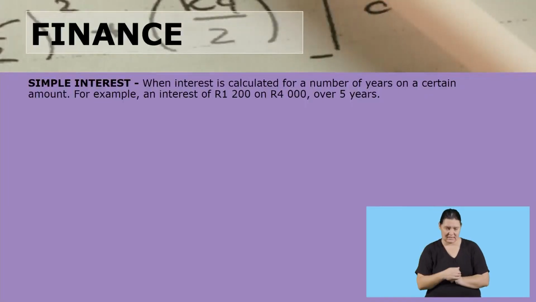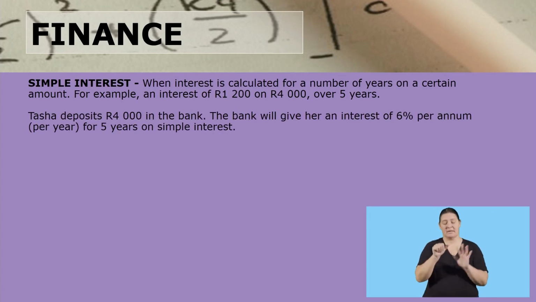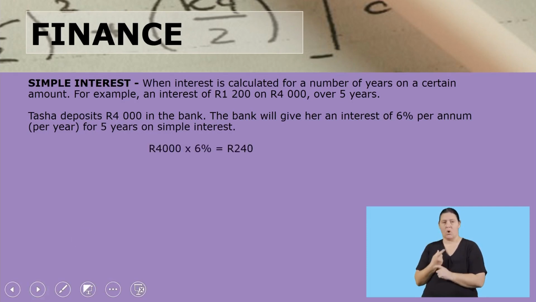So simple interest is when interest is calculated for a number of years on a certain amount. For example, an interest of 1,200 on 4,000 over 5 years. Tasha deposits 4,000 in the bank. The bank will give her an interest of 6% per annum, that is per year, for 5 years on simple interest. So let's see how that interest is calculated.